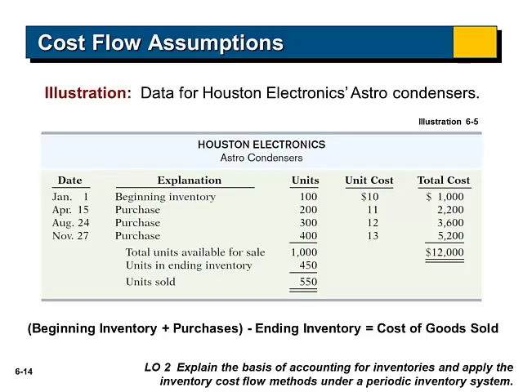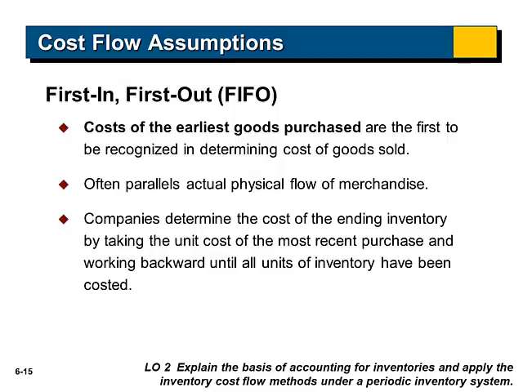what's left in ending inventory? The problem tells us that we actually are selling 550 units, and so that means that there are 450 units that are left in ending inventory. So we're opening up the warehouse doors, pulling out 550 of these condensers to sell to our customers, and then there will be 450 remaining. So first, let's talk about FIFO.